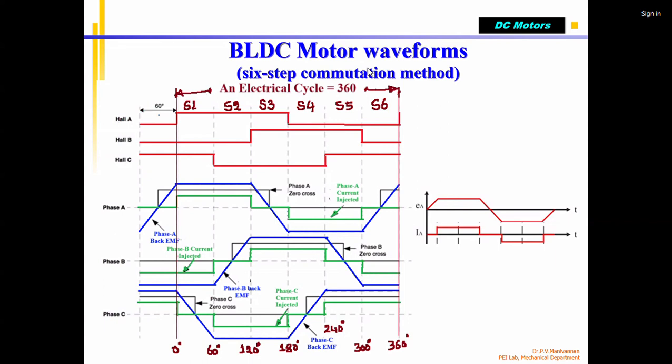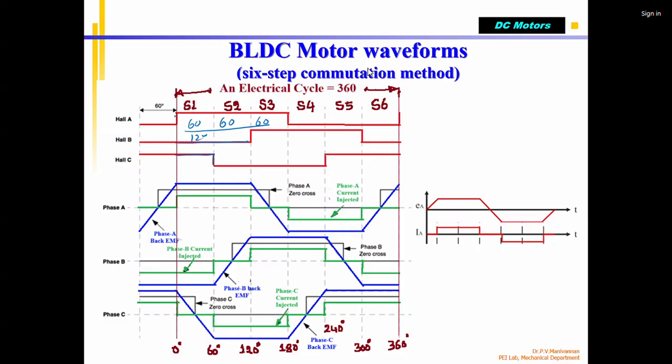Hall effect sensor A senses this for how many degrees? This is 60, this is 60, this is 60, right? For 180 degrees, the Hall effect sensor output will be high. And for the first 120 degrees, the second Hall effect sensor output will be 0, but the third Hall effect sensor for 60 degrees is high.